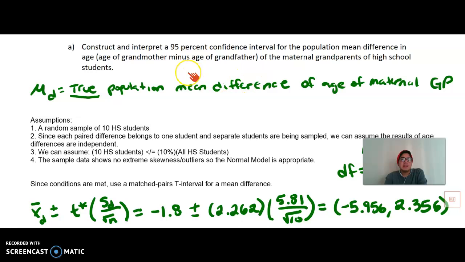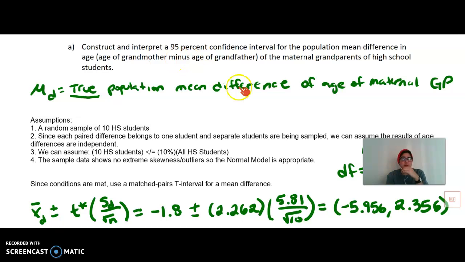So let's go ahead and construct and interpret a 95% confidence interval for the population mean difference in age of the maternal grandparents of high school students. And again, since it was provided to us, we don't have to worry too much about setting it up ourselves, but if it didn't provide it to us, we would have to define the subtraction order. Well, here, mu d is going to be the true population mean difference of age of maternal grandparents.